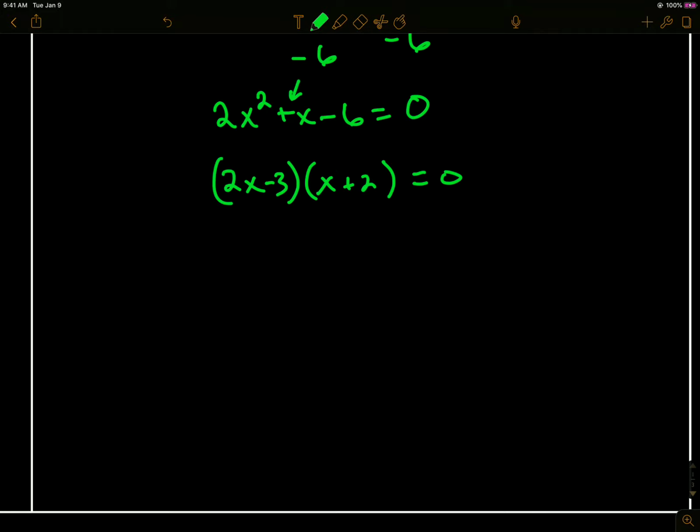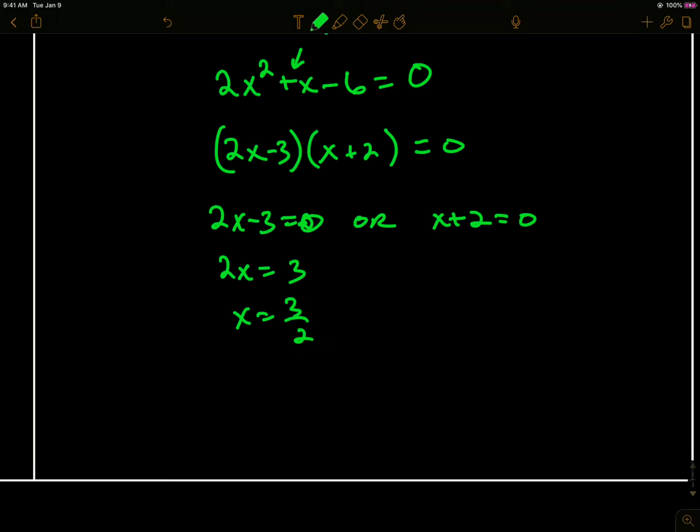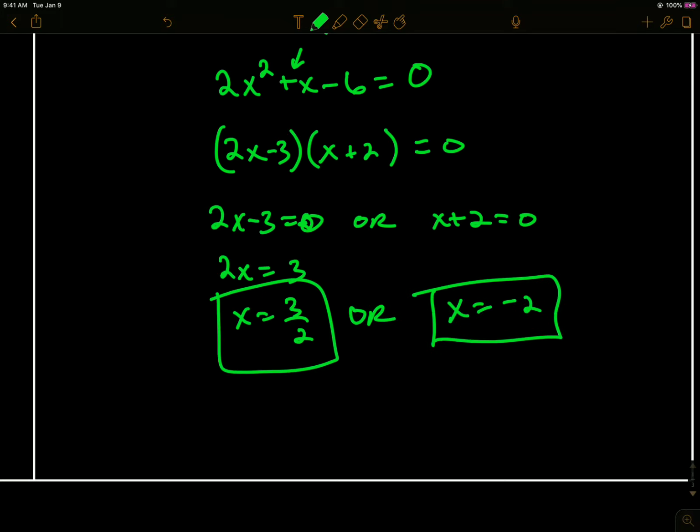So it works. So now zero product property says that if I set each factor equal to 0 and solve, I'll get my solution. So I add 3 to both sides, I divide by 2, that's a solution. I subtract 2 off both sides, that's a solution.